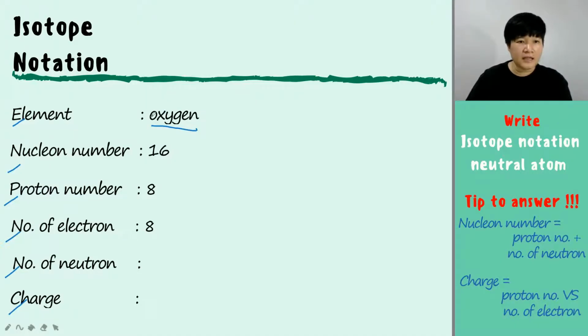And we know that the element that we are looking at is oxygen. Therefore, the symbol of oxygen is O. So first thing, we are going to write down the O. Okay? That is the symbol of oxygen.